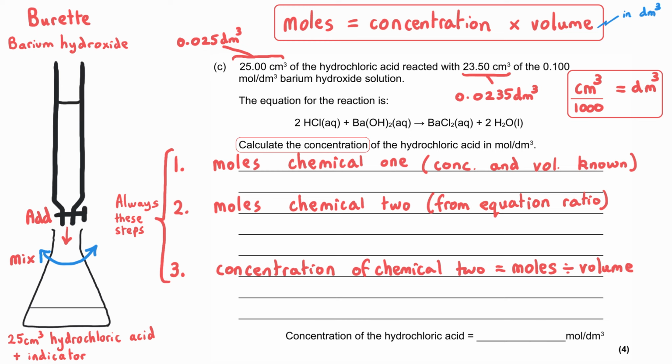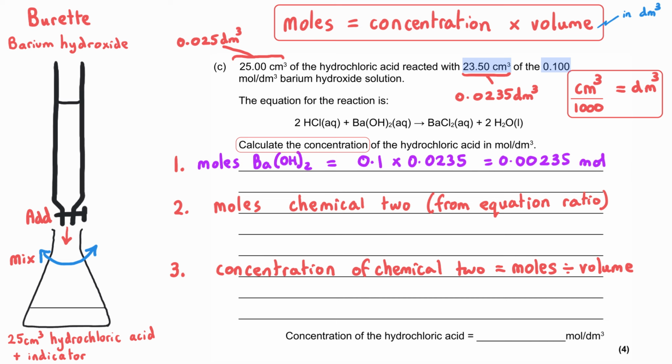And so for us here, we know the concentration and the volume of the barium hydroxide added from the burette. And so this is chemical number 1. We work out the moles of barium hydroxide by taking its concentration, 0.1, and multiplying it by its volume in dm cubed, 0.0235, and we get 0.00235 moles of barium hydroxide.